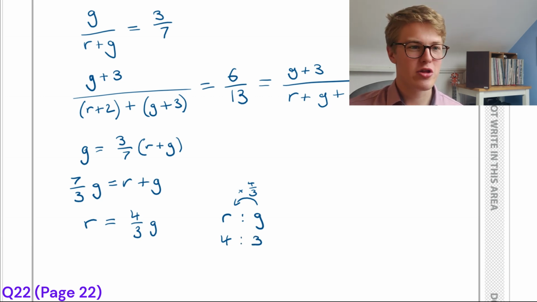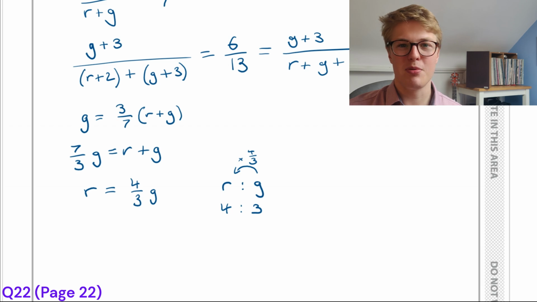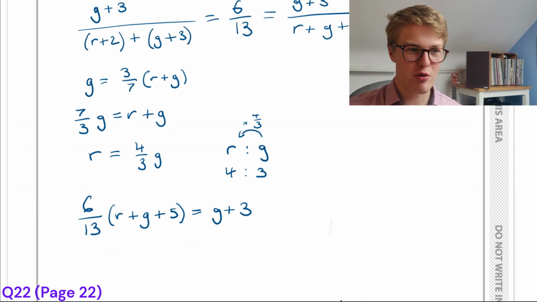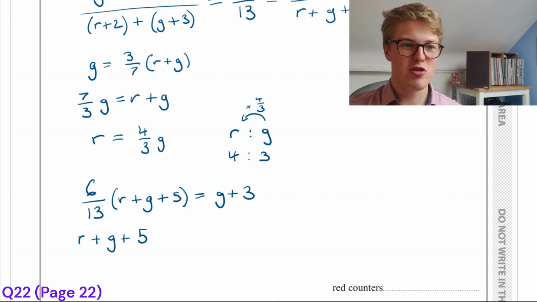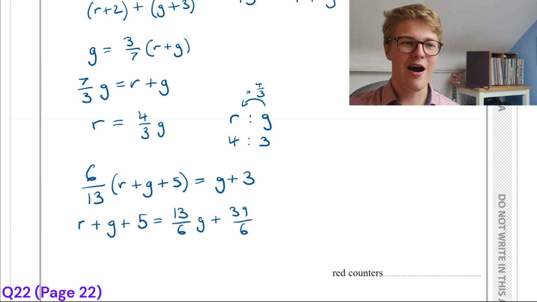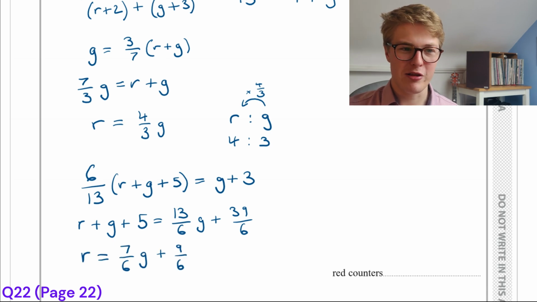Using our second equation, we can then multiply both sides by r plus g plus 5, and we get 6/13 of (r plus g plus 5) is equal to g plus 3. When we expand this, we get r plus g plus 5 is equal to 13/6 g plus 39 over 6. Then we get r is equal to 7 over 6 g plus 9 over 6.